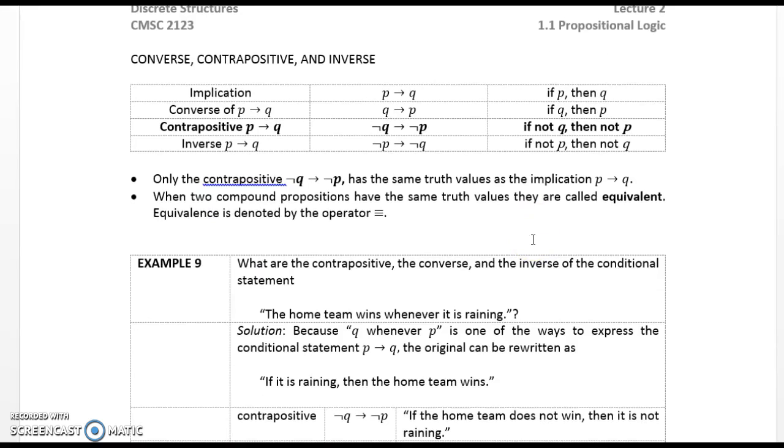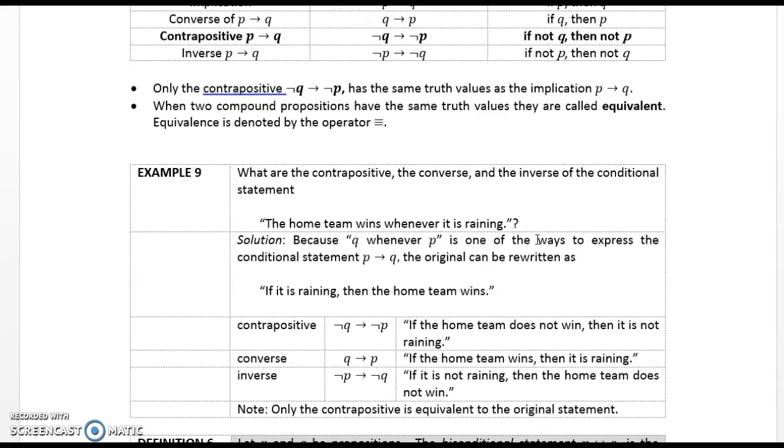Converse, contrapositive, and inverse. Implication: P implies Q, if P then Q. Converse: Q implies P, if Q then P. Contrapositive: not Q implies not P, if not Q, then not P. Inverse: not P implies not Q, if not P, then not Q.